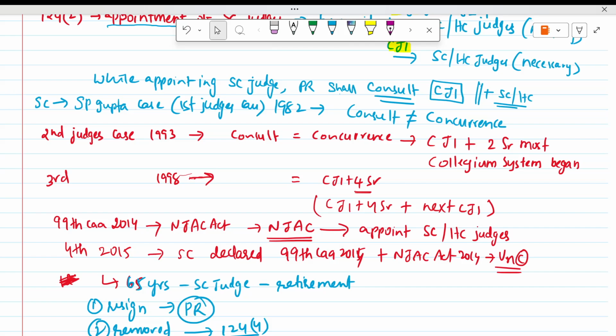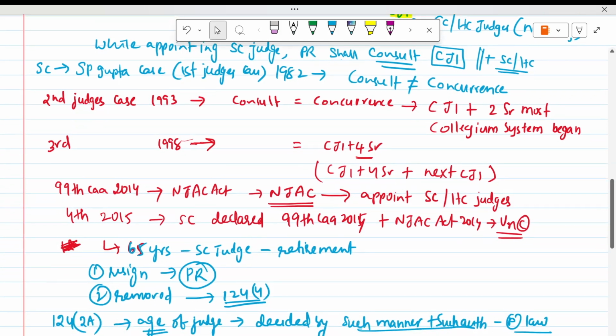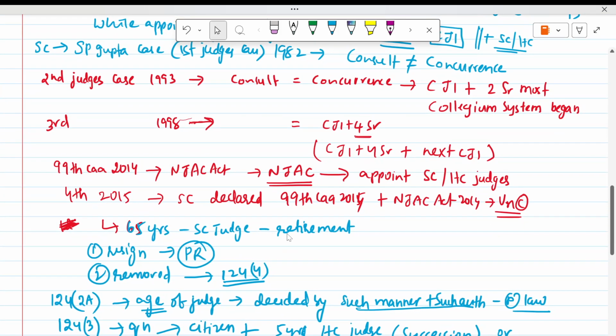So the 99th Constitutional Amendment was brought, and the NJAC, the National Judicial Appointments Commission, was created to appoint Supreme Court and High Court judges. However, in the fourth Judges case in 2015, the Supreme Court declared the 99th Constitutional Amendment Act and the NJAC Act 2014 unconstitutional, saying it would undermine the independence of the judiciary, which is a basic structure of the Constitution.